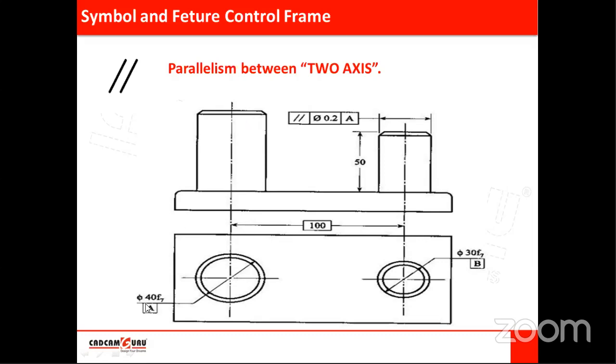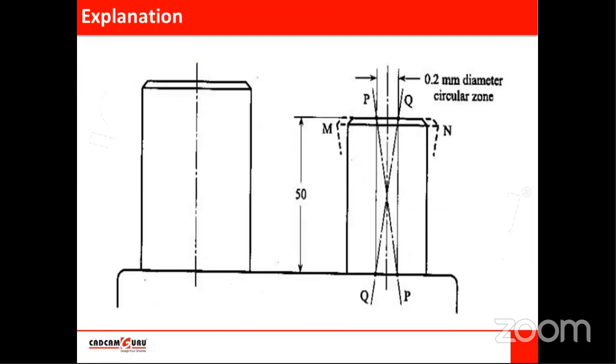Here the diameter is 40. So what we are expecting, feature control frame is attached with the diameter. For cylindrical components generally feature control frame is attached with the diameter value, diameter dimension. Same feature control frame is there, only change is zone descriptor. So here the zone descriptor is phi, means the direction of deviation of this component is in circular direction.